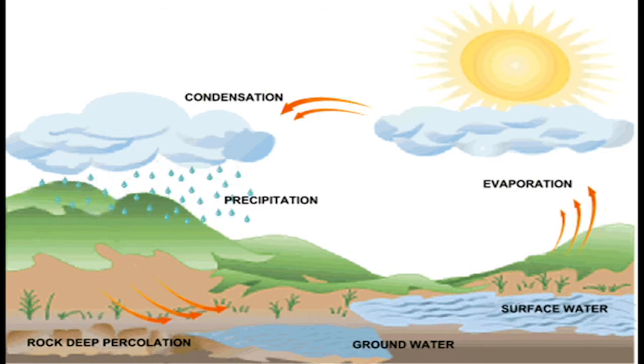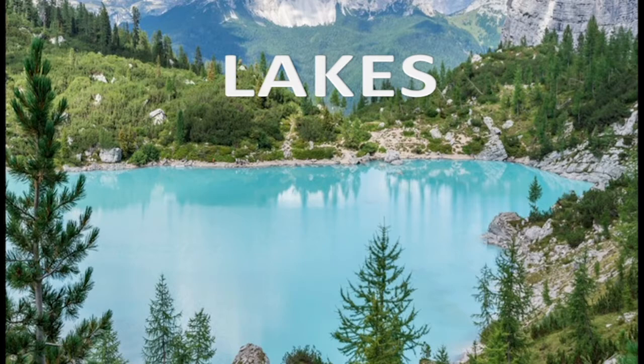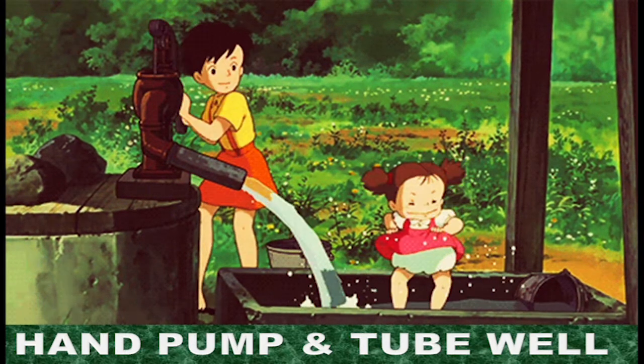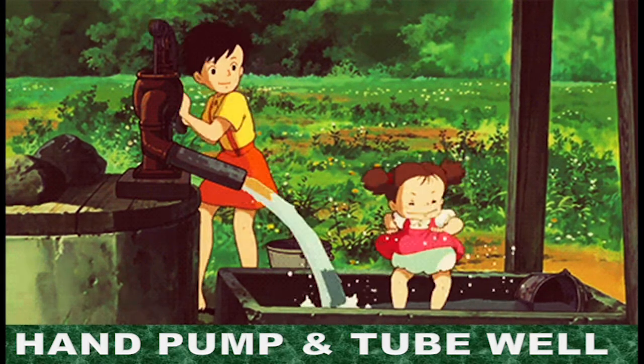Open wells are fed by groundwater. Groundwater is also a source of water in the lakes. It is also this groundwater which is drawn by the hand pump or a tube well. The more the hand pumps, the more the use of underground water in that area.